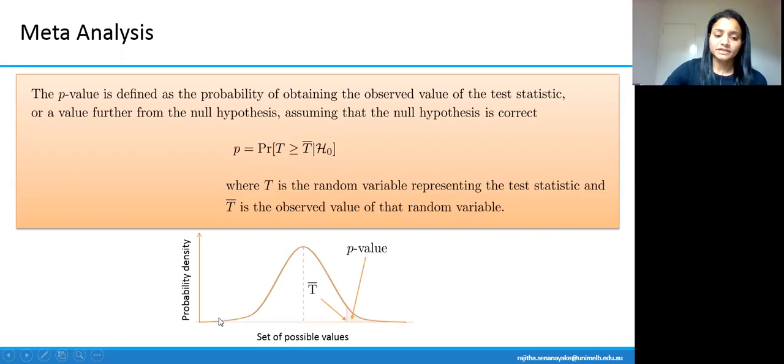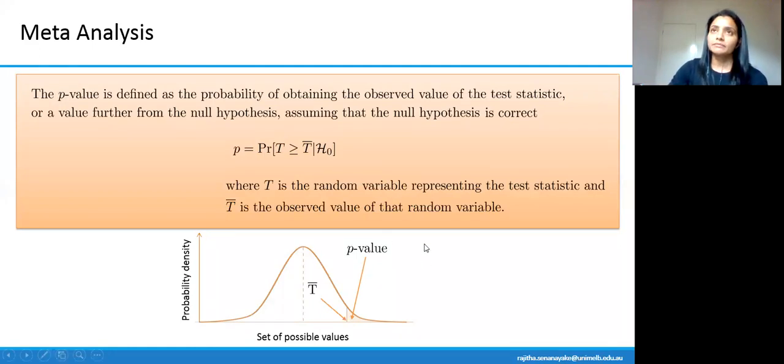If I explain it graphically, if this is the PDF, the probability density function of my test statistic under the null hypothesis, and if this is my observed value t bar, then this tail probability is my p-value. So the larger the p-value is, the more likely that the null hypothesis is true. It is a measure that tells us how likely the null hypothesis is. And by taking p-values from different independent tests, we can combine them all using meta-analysis to come to one global conclusion.